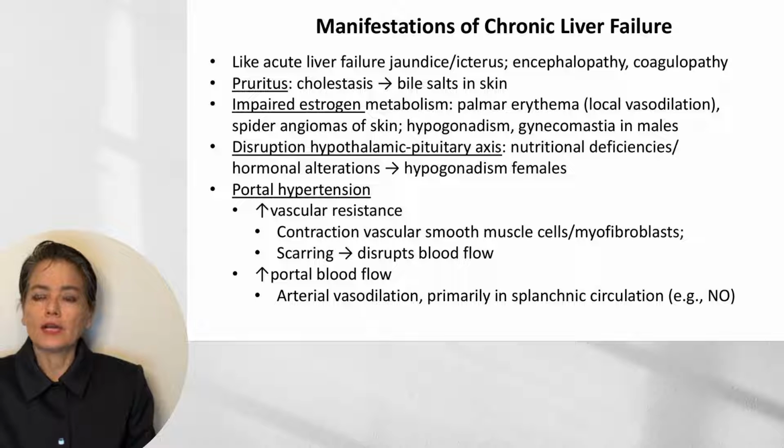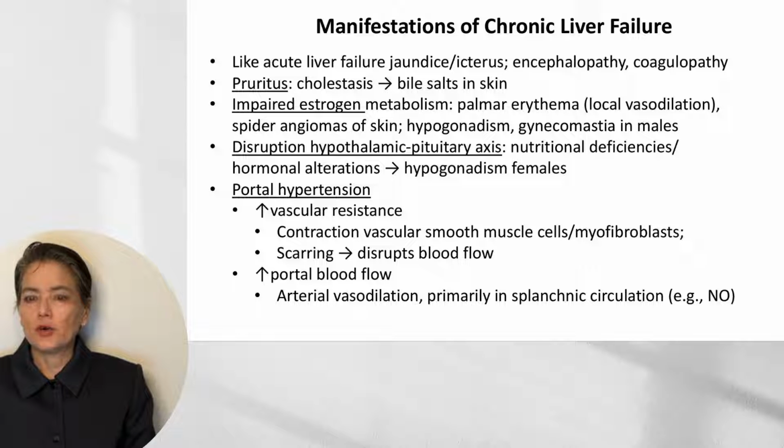So how does chronic liver failure manifest? Well, we have some similarities with acute liver failure, such as jaundice and icterus, encephalopathy and coagulopathy, but there are some other findings that occur because of its longer duration. So with long-standing cholestasis, patients may present with really intense pruritus, thought to be due to the deposition of bile salts in the skin. There's impaired estrogen metabolism by the liver, which can lead to palmar erythema due to local vasodilation and spider angiomas of skin. In males, this excess estrogen can lead to hypogonadism and gynecomastia.